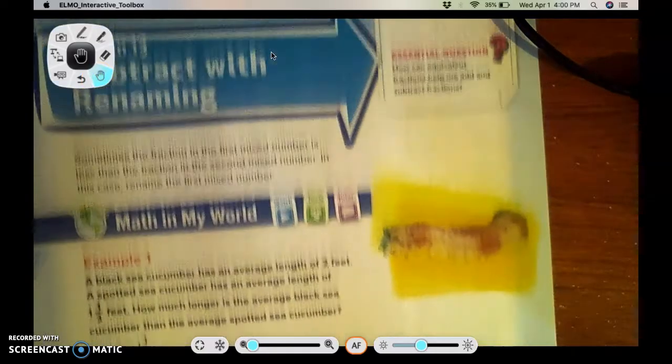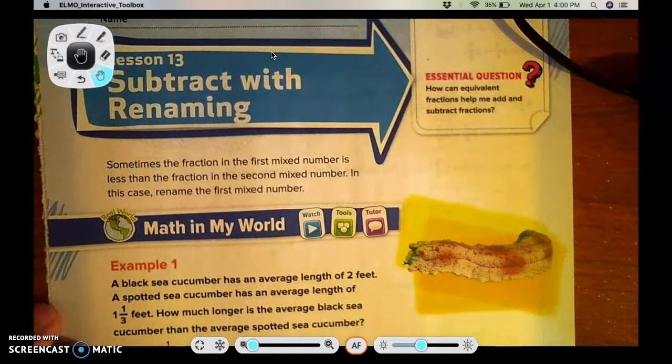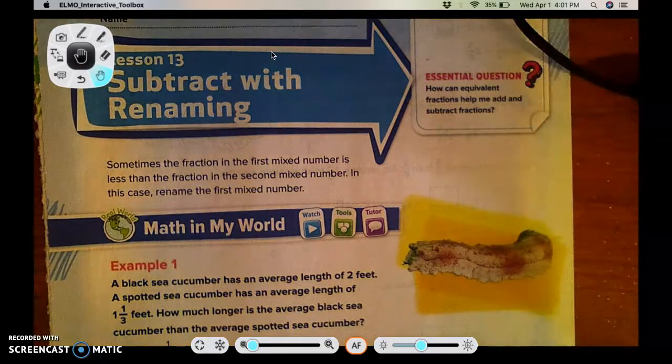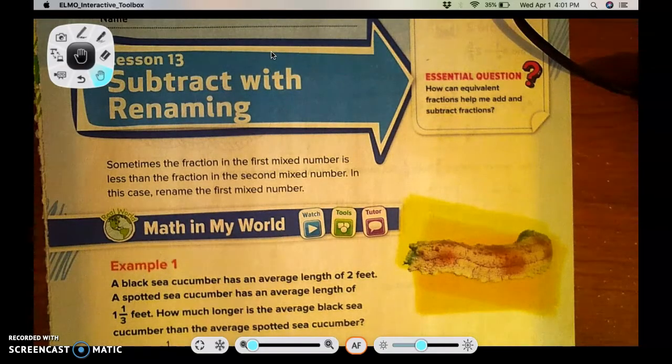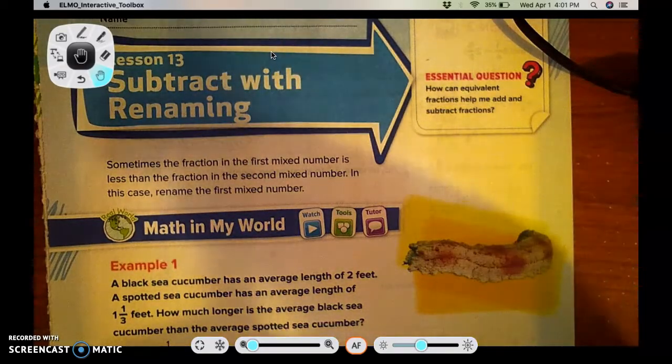Alright, jumping into lesson 13, subtracting with renaming. They call it renaming, same thing as regrouping. And I actually think it's kind of fun to do this with fractions, so I hope you do too.